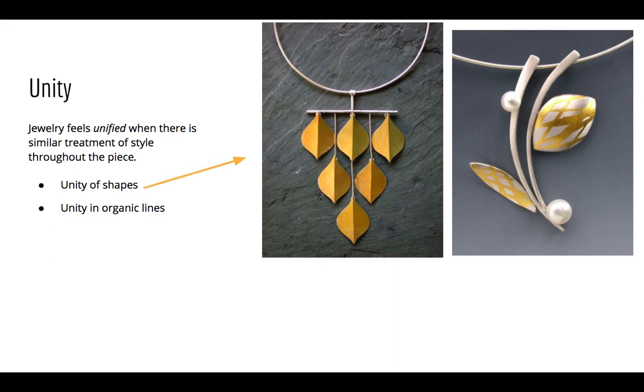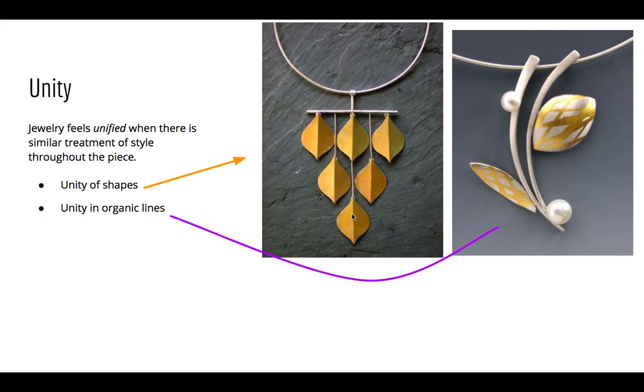On this first one, we have unity of shapes because this shape is repeated, and so they all feel unified. The color feels unified. These lines have unity. The thickness of this line is about the same as the thickness of this line, so that feels unified as well. This kind of smooth shape mimics these smooth shapes, and they feel like they go together.